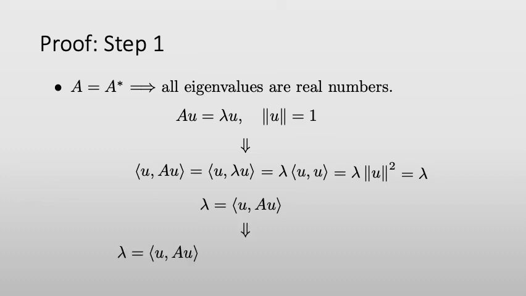The operator A is self-adjoint. It means that A can be moved to the other side of the inner product. The inner product is conjugate linear in the first variable. When flipping the inner product, there is a complex conjugation. And finally, we get the conjugate of lambda. The last line shows that lambda must be a real number, as it is equal to its complex conjugate.